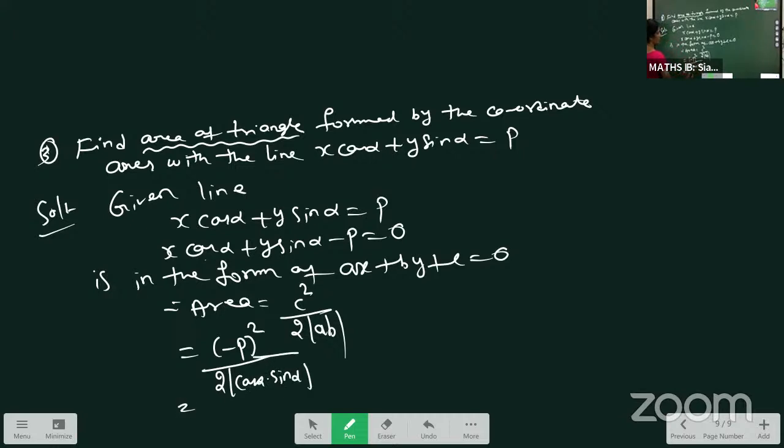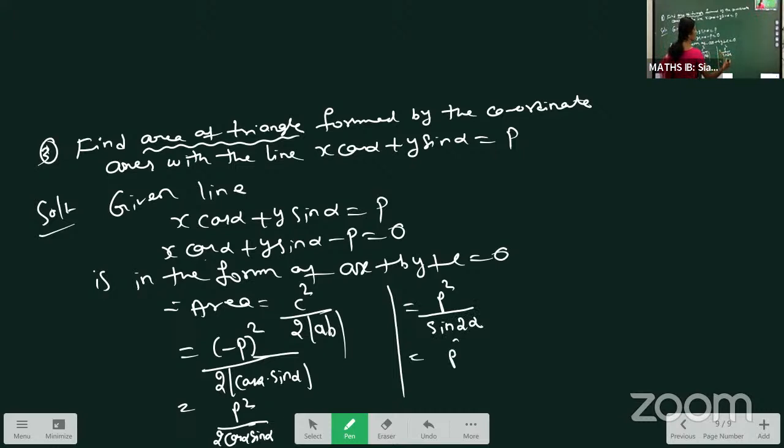So p square by 2 cos alpha sin alpha. Just use one more formula here. We know the basic trigonometric formula, 2 sin theta cos theta is sin 2 theta. In the same way, 2 sin alpha cos alpha we can write as sin 2 alpha. One more step to go. p square into the reciprocal of sin, which is cosecant. So 1 by sin 2 alpha we can write as cosecant 2 alpha. So the area of the triangle given by the line x cos alpha plus y sin alpha equals p is p square into cosecant 2 alpha.